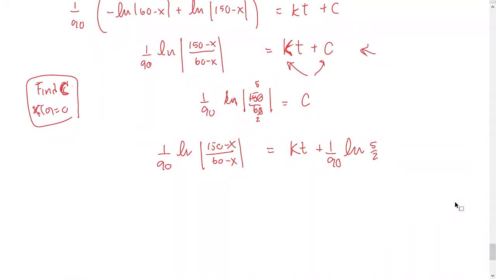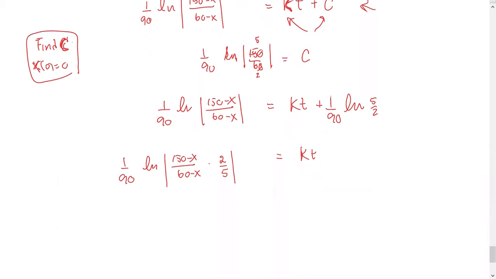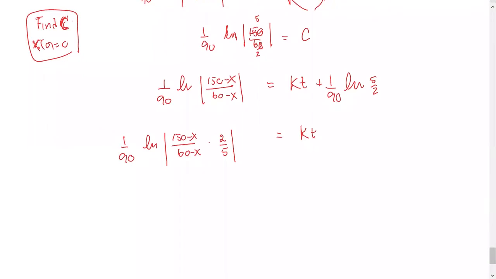So both of them, we now see two logs with the same coefficient, bring it over. Then the right hand side is just k times t, equals the left hand side with the common 1 over 90. The natural log, when you bring it over, you subtract the two logs, so it now becomes the log of the quotient. So 150 minus x divided by 60 minus x becomes the quotient, divided by 5 over 2, the same as multiplying by 2 over 5. And next, we can find the k. You can leave it in this form for now.